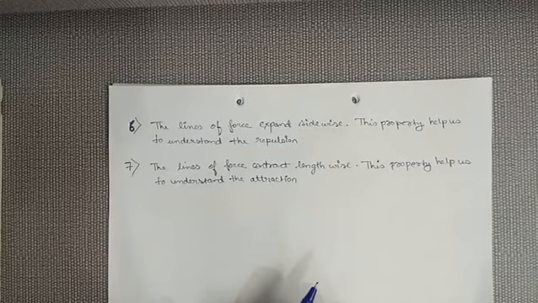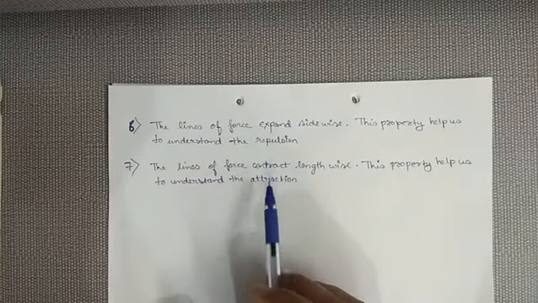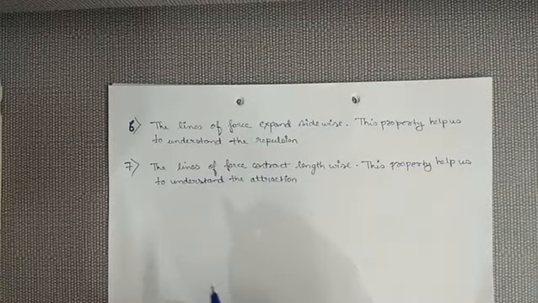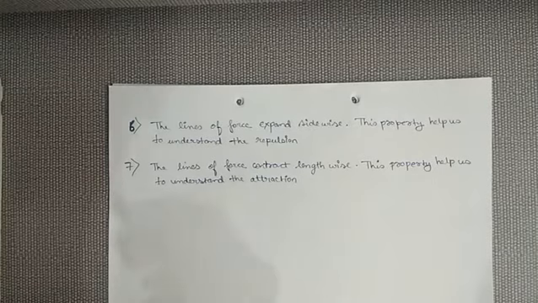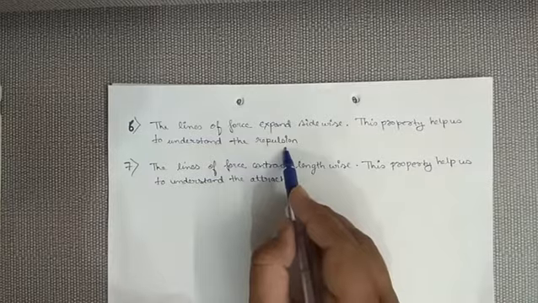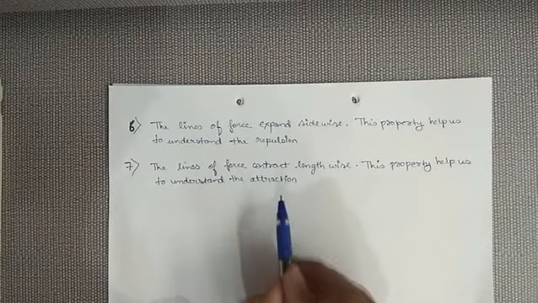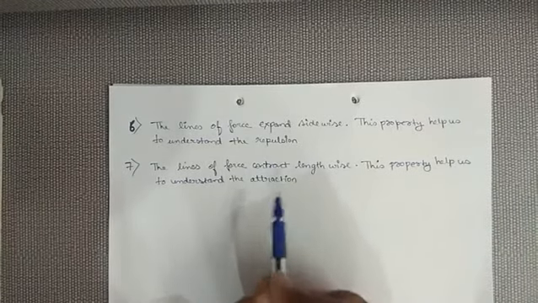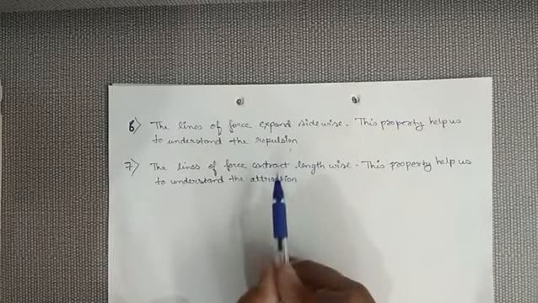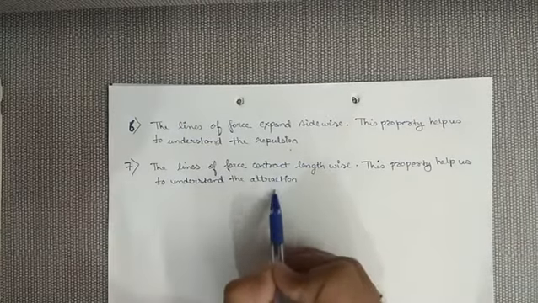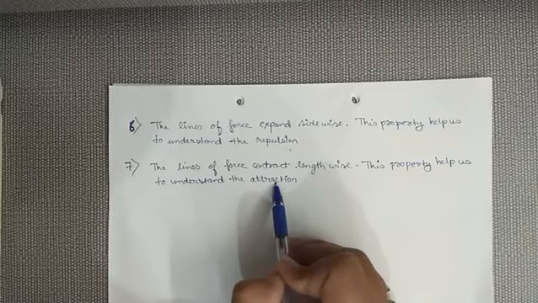These two points, 6 and 7, are very important to understand two of the most important phenomena. As we already know, similar charges always repel each other, and opposite charges always attract each other. But what is the reason for repulsion and what is the reason for attraction? These two we can explain from these two small points.